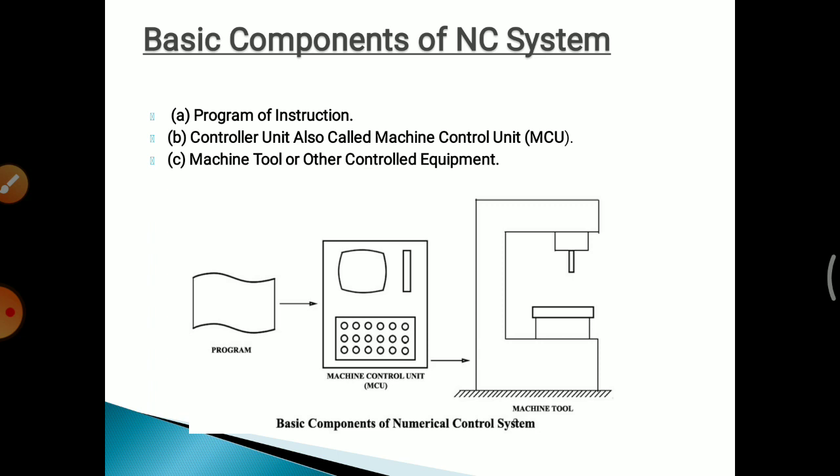The third important component of the NC system is the machine tool or other controlled equipment. It is the part of the NC system which actually performs the useful work. The machine tool consists of work table, spindle, as well as motors and controls necessary to drive them, cutting tools, work fixtures, and other auxiliary equipment needed in the machining operation. So, this is about the three basic components of NC system.